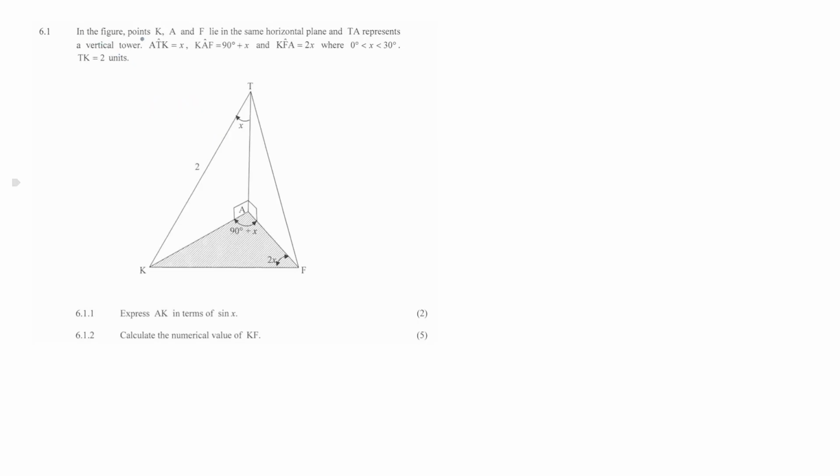So what we've got is K, A, and F lie in the same horizontal plane, and TA represents a vertical tower. So even if they didn't fill in these 90 degrees, which is very kind of them, you would need to know that when I see vertical, then the angles at the bottom there will always be 90. They've given us the angle X, they've given us 90 plus X, they've given us a 2X angle in the corner. They want X to be somewhere between 0 and 30, and TK is 2 units.